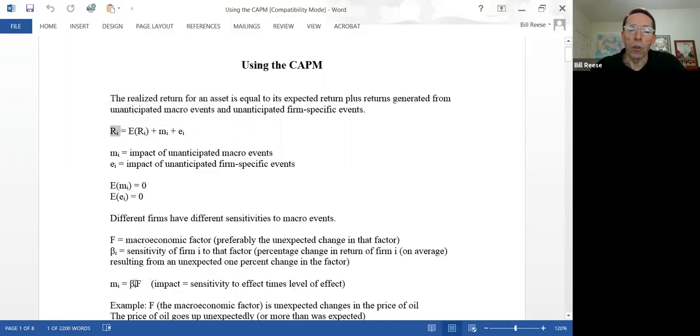So the factor is an increase in the price of oil. ExxonMobil's sensitivity to that factor is positive, meaning that the impact to ExxonMobil is going to be positive. So if M sub I is positive, that means the return is going to go up for ExxonMobil. And that makes sense in that situation.